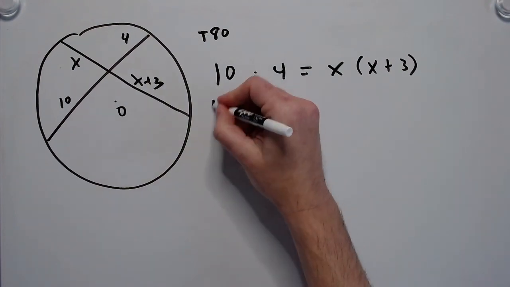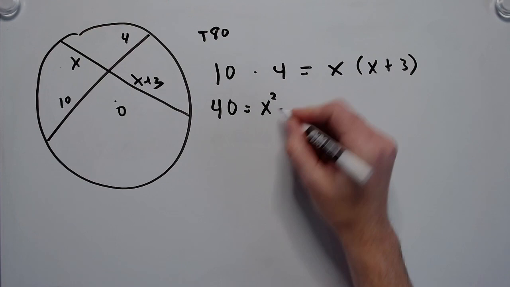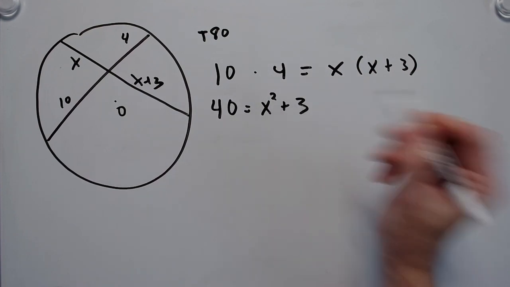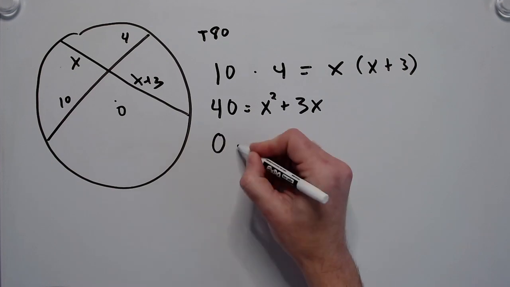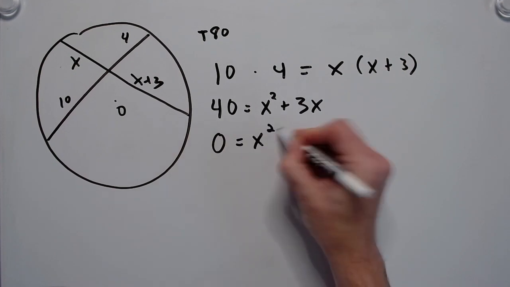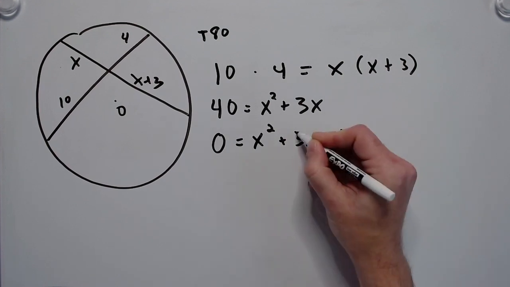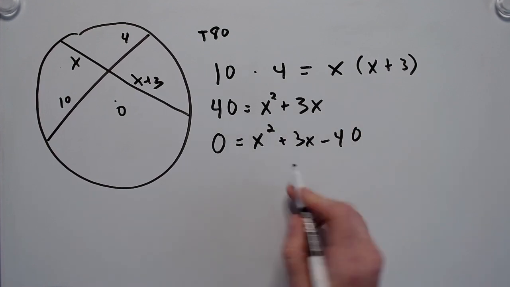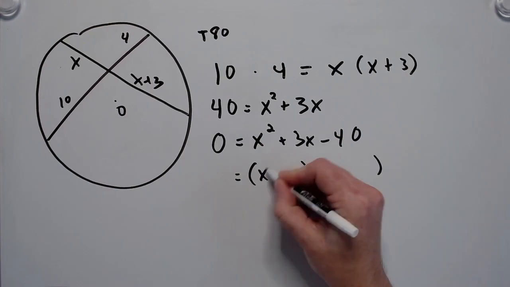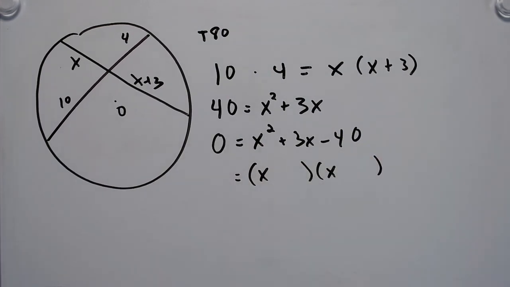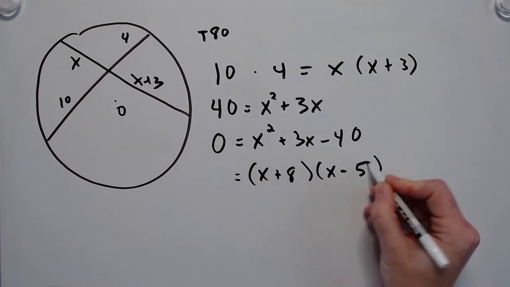So we'll kind of expand this out. This is 40 equals x squared plus 3x. So we're going back into our algebra fun here. We're going to subtract 40 from both sides. X squared plus 3x minus 40. So we need to factor this. We're going to have an x and an x. So we can do x plus 8 and x minus 5.